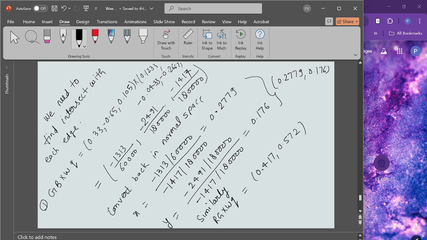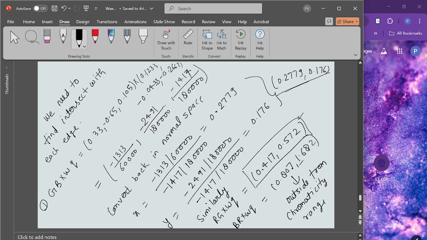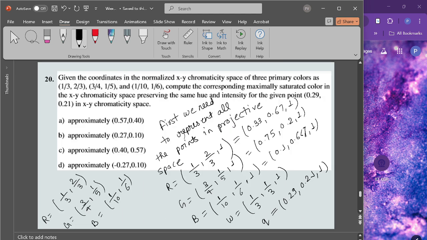So this is outside the chromaticity range, because it is greater than 1, so it is removed. These two points are in the chromaticity range, so this is the best chosen option for the chromaticity range. That's why option C is the correct answer for this question.